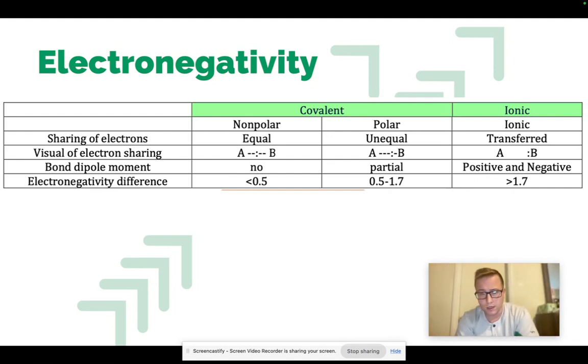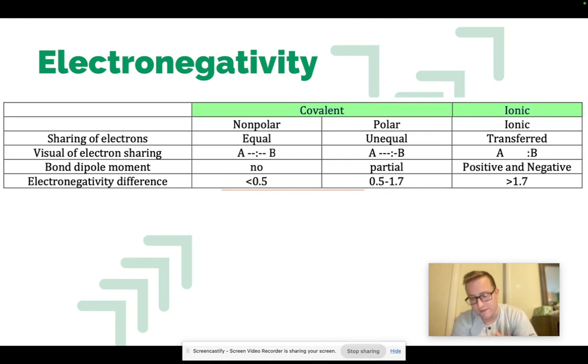In a nonpolar covalent bond, you have an equal sharing of electrons. There is no bond dipole moment. The electronegativity difference is less than 0.5 for those atoms.